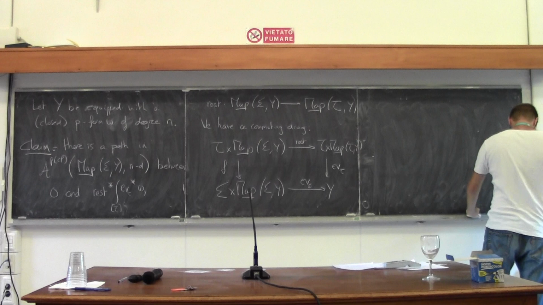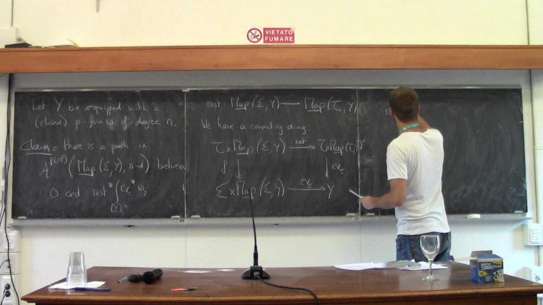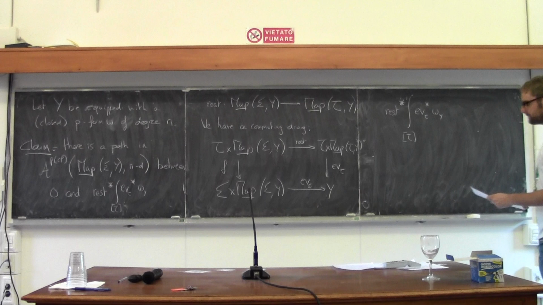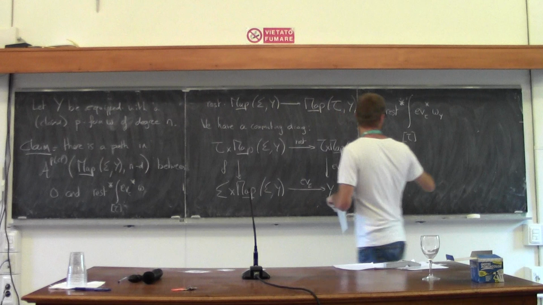So we have restriction star, the integral over tau of evaluation star of omega y. This is just omega. Sorry, yes.